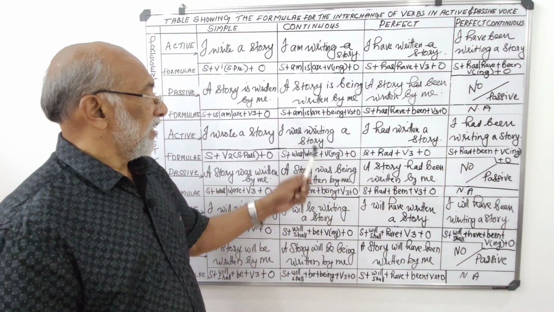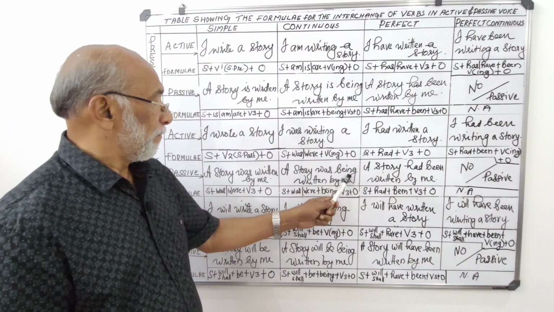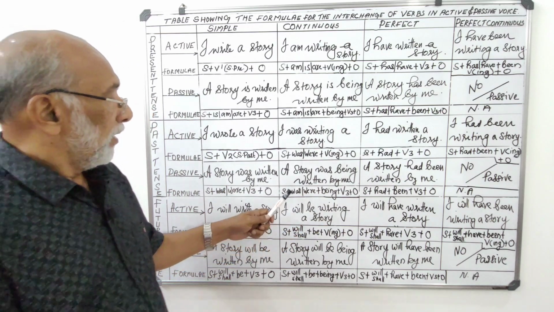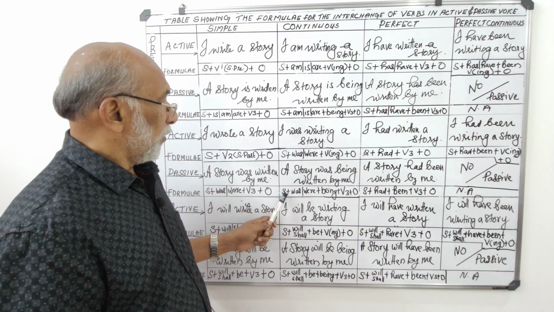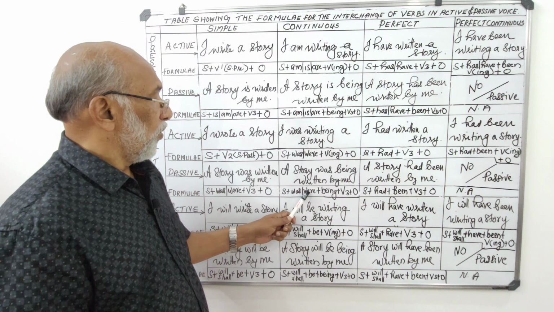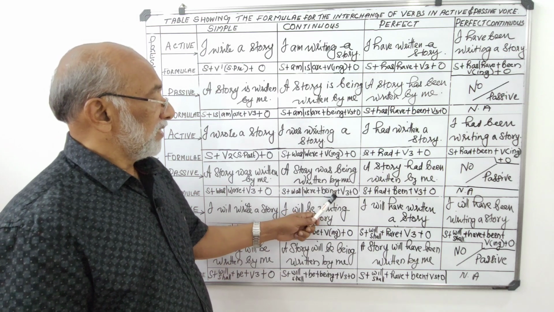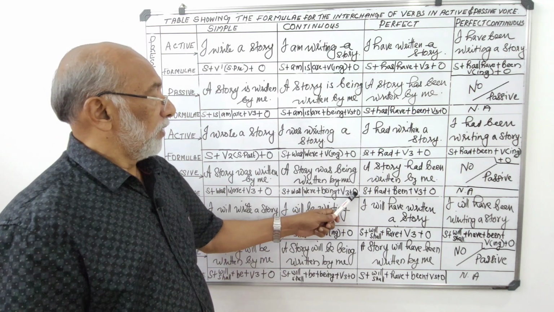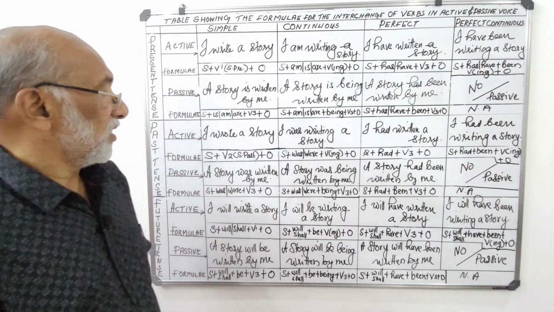I remind you, in continuous tense we always use being. And the passive structure formula: subject plus was or were plus being plus past participle of the verb plus object.